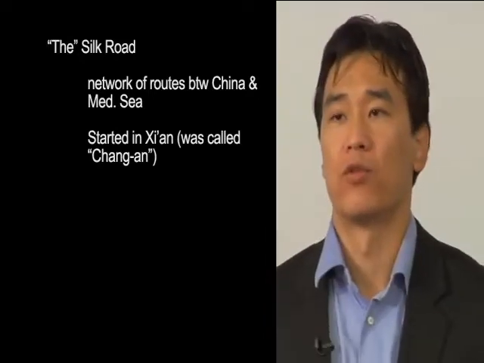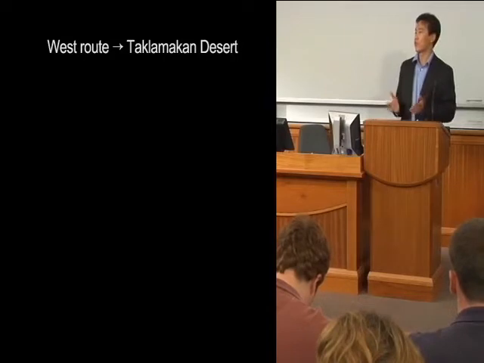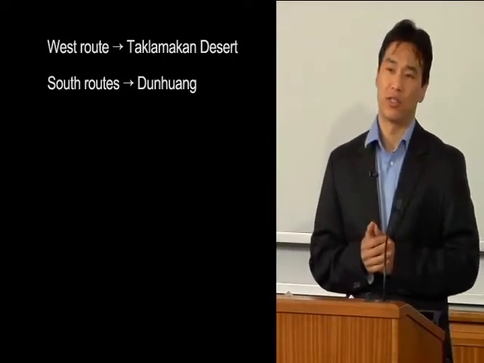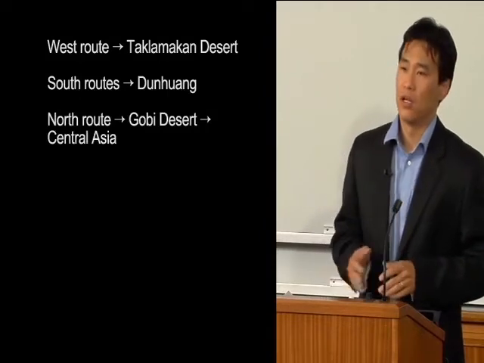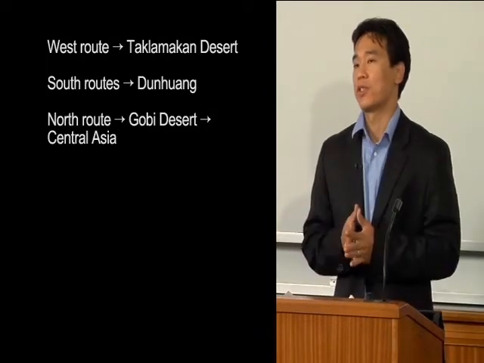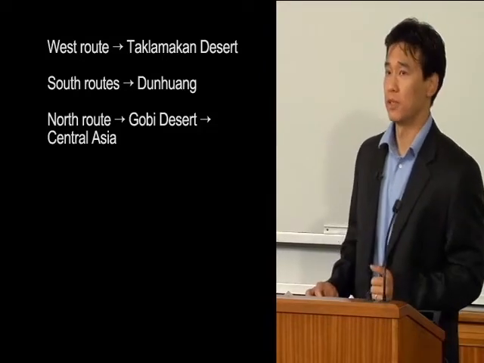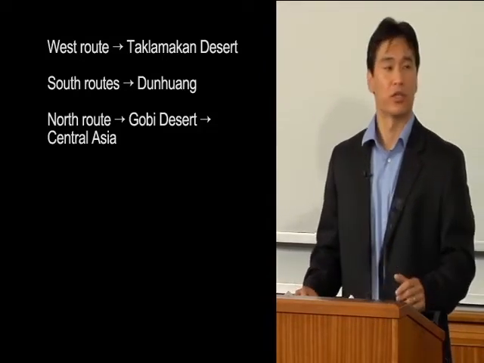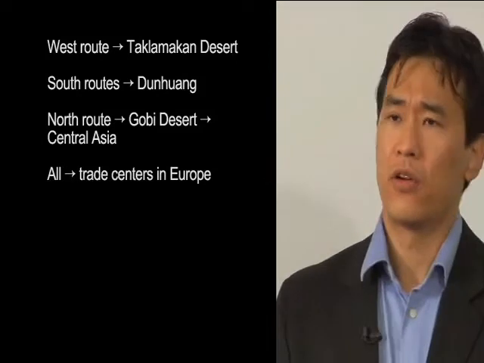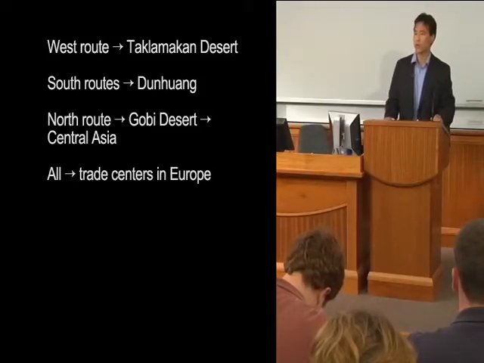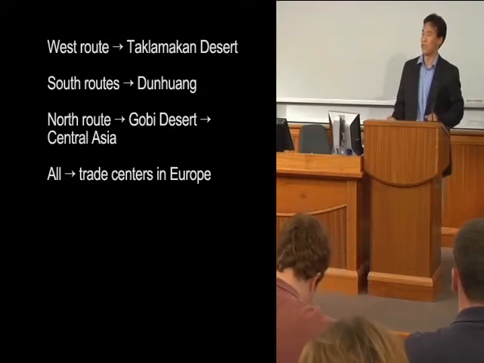So from Zhang'an, the route went west until traders reached the Taklamakan Desert. To avoid it, some routes went south through Dunhuang, and some went north through the Gobi Desert and over into Central Asia. The routes all reconnected further west, though, and eventually they led to some big trade centers in Europe, in Rome, and what is now called Istanbul in Turkey. There are different estimates about how long the Silk Road was altogether. We're going to go with about 5,000 miles or 8,000 kilometers.